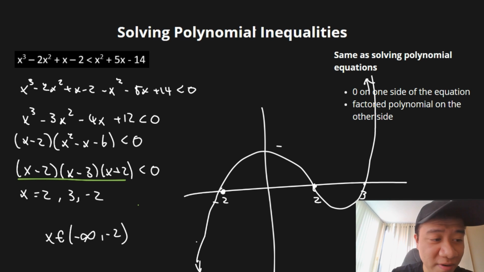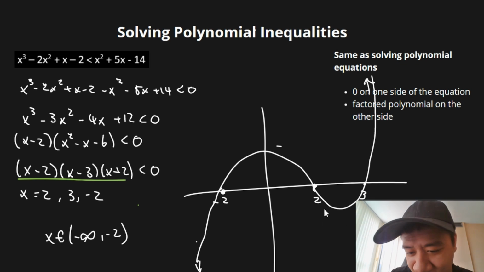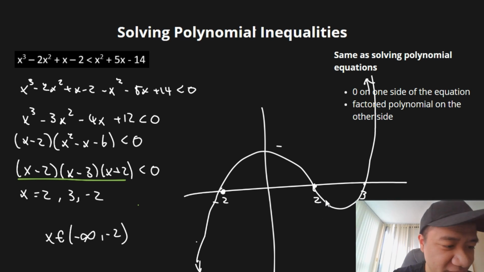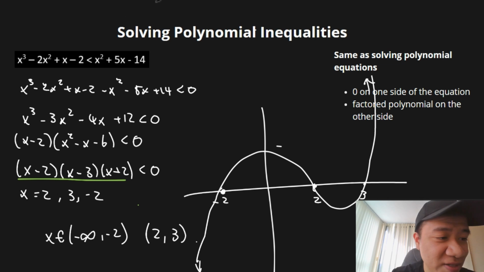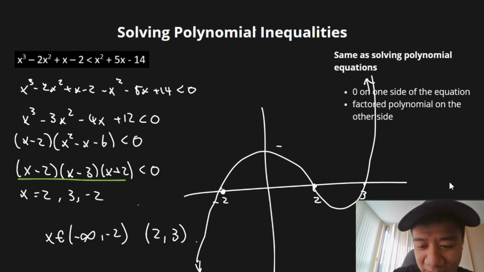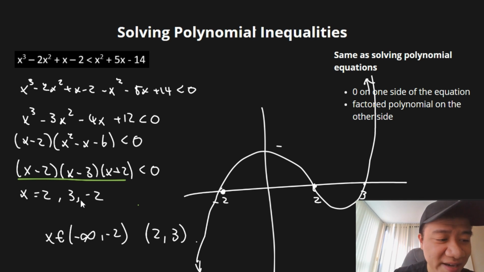Okay, so that's this part of the graph, and the other part of our graph is between 2 and 3. So we can use 2 and 3. And once again, we use round brackets because we don't want to include the points 2 and 3. 2 and 3 make the polynomial equal to 0, but we want strictly less than. Awesome. And the way we join these guys together is we use a little sign, a union sign.